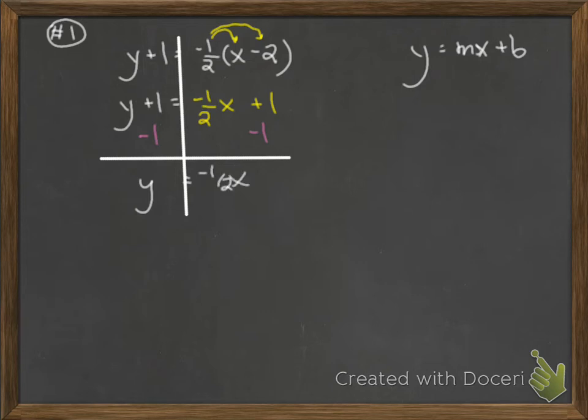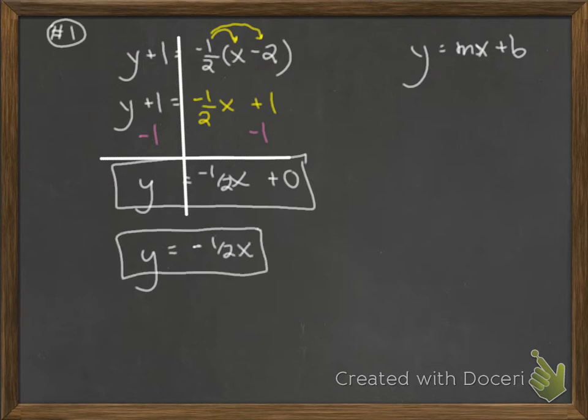Plus 1 minus 1, hey, that's 0. So we could write it like this if we wanted to. We could also just be lazy and just write y is equal to negative 1/2 x. I would give full credit for both of those.